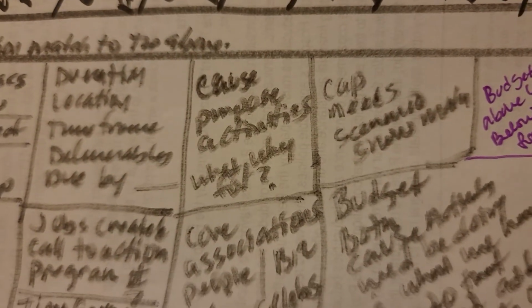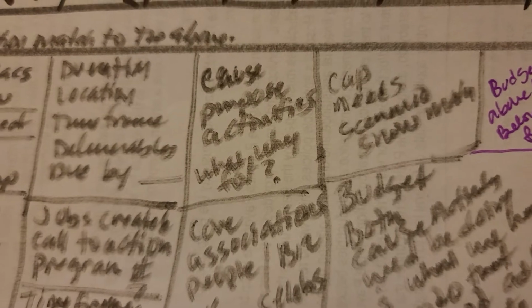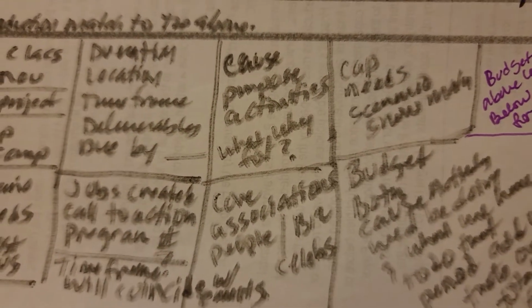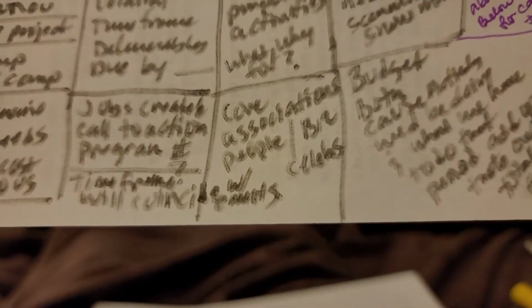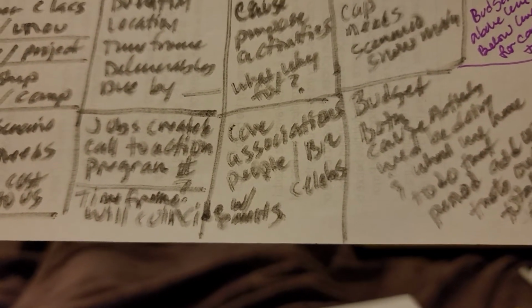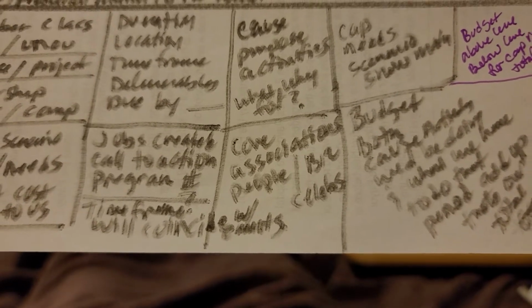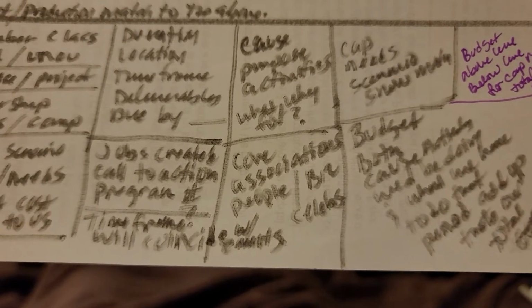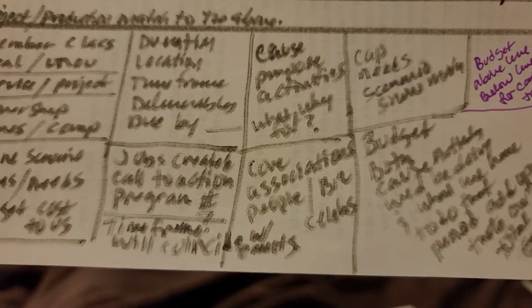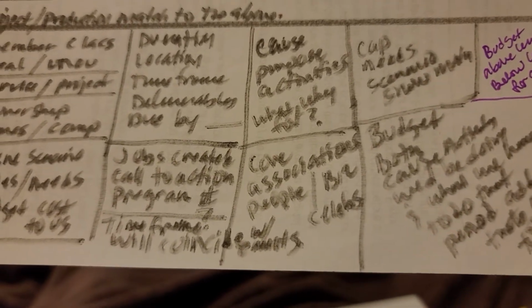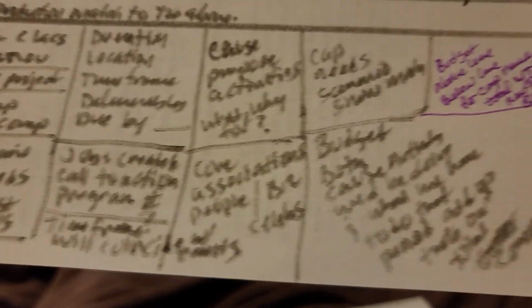The next is cause related, purpose, and our activities. What, where, why, and for what are we doing this? And then the core associations. So those are the people, businesses, high net worth people, or celebs that we're going to be working with in that scenario. If it's just regular people, that's public. We just leave it as public.